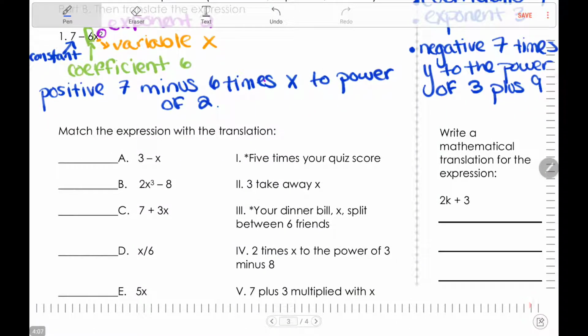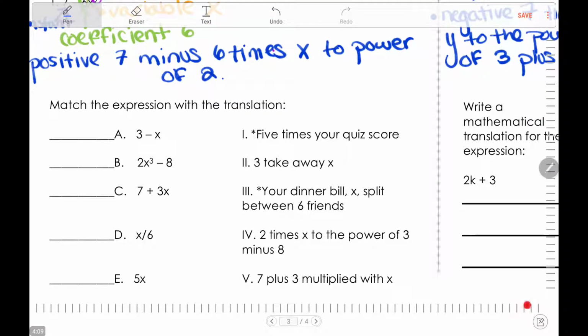Alright, so what you're going to do is you're going to match the expression with the translation. So for example, we'll do a together. So 3 minus x is the same thing as 3 take away x. So a is going to be number 2. I put stars next to 1 and 3 because those are some more real life scenarios, okay? So 5 times your quiz score. Alright, so we're looking for 5 multiplied with something. And that's the same as 8. So we did this one and we did this one. Okay, go ahead and fill out the rest, please.